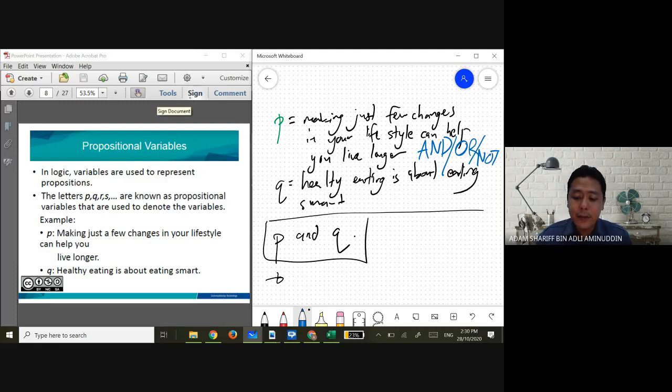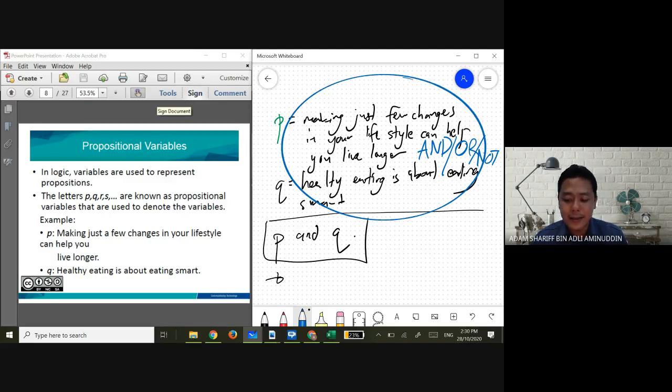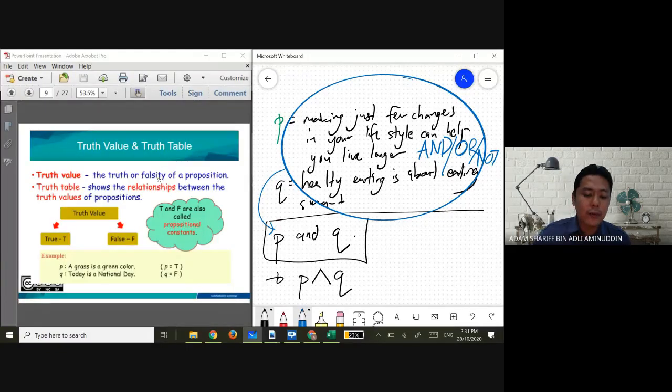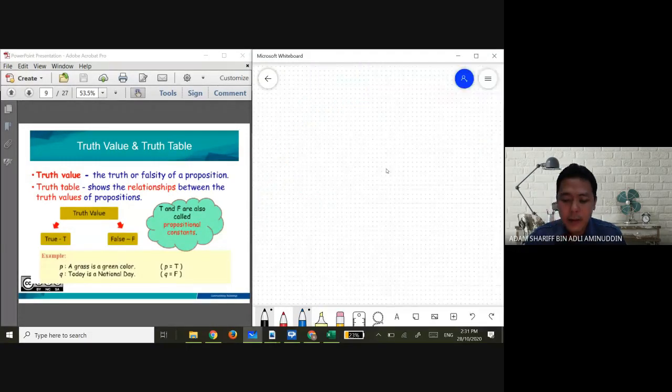The thing is, this long English sentence can be translated into this short form P and Q, and lagi pendek kalau boleh buat P and Q. This is a symbol of AND. Okay. Now we go to the truth value and also truth tables. Whereas we want to show whether the argument is logically equivalent or valid or not, we need to transfer this declarative proposition into a truth table.